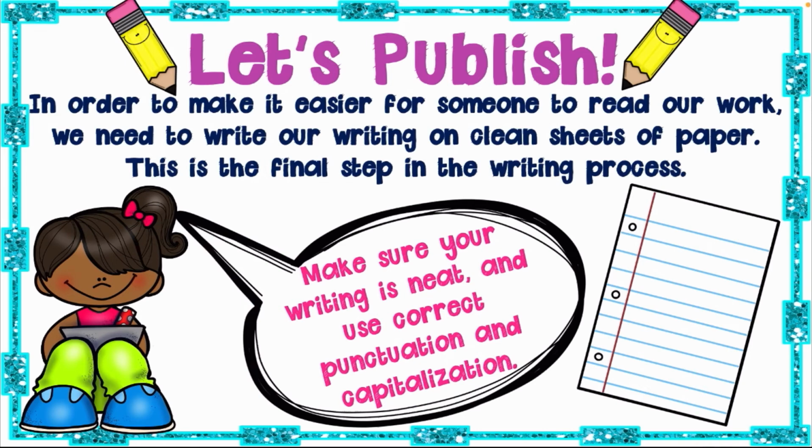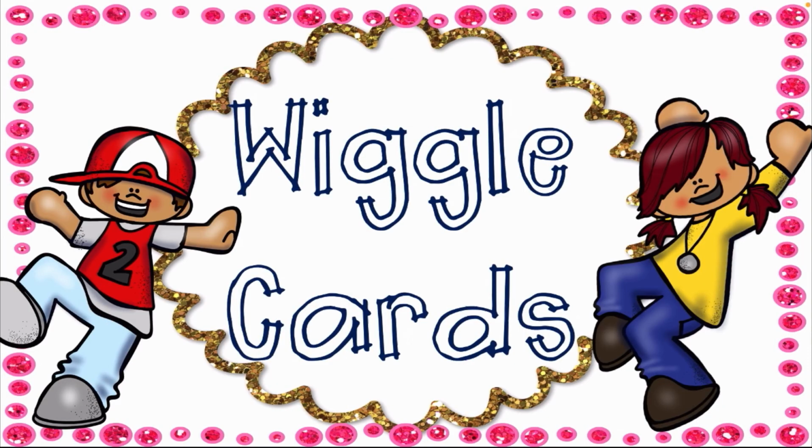Now, let's publish. Remember what we said publishing is: where people are able to read your work, able to see the beautiful things you've written. In order to make it easier for someone to read our work, we need to write our work on a clean sheet of paper. This is the final step in the writing process. Make sure your writing is neat and use correct punctuation and capitalization.